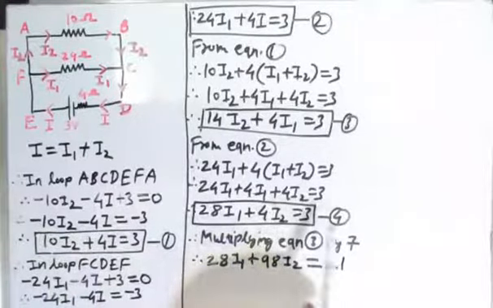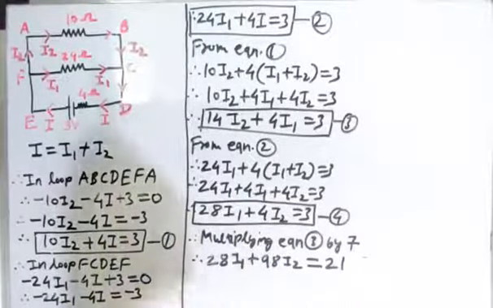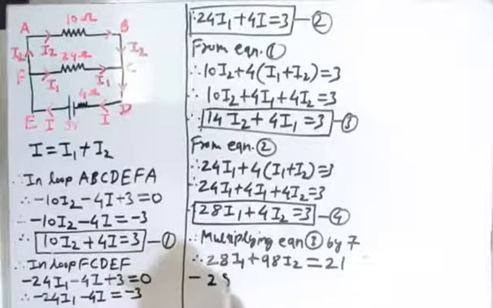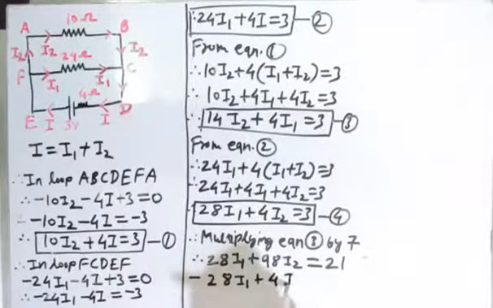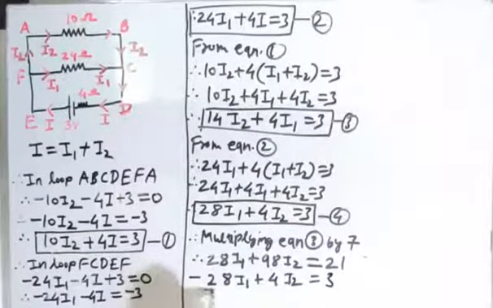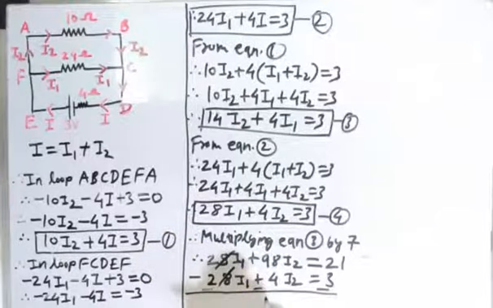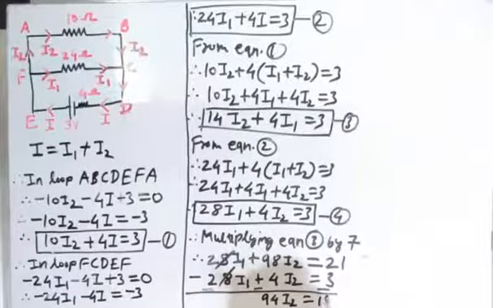Now we are going to subtract equation 4 from this equation. Therefore, we write this equation minus equation 4 as it is. So 28I1 plus 4I2 is equal to 3. Due to this subtraction, the signs will change. So this will become minus, this plus becomes minus, and this will also become minus. Therefore, after solving this, this will get cancelled, and we are getting 94I2 is equal to 18.